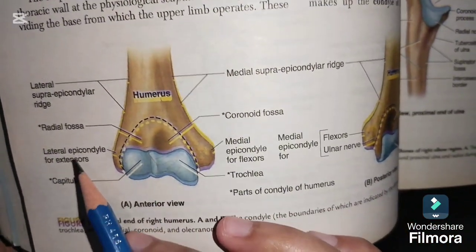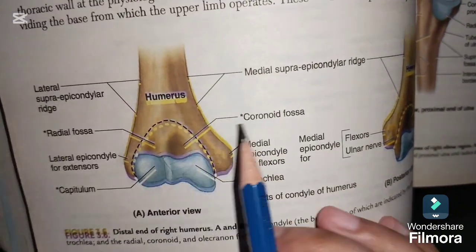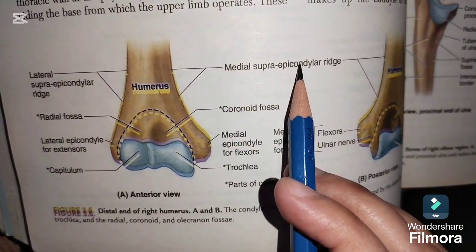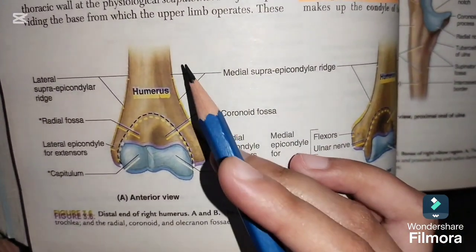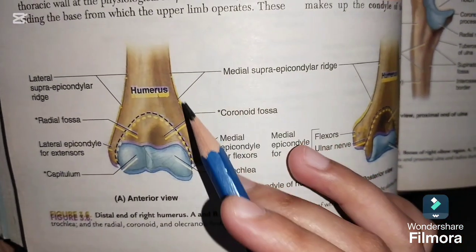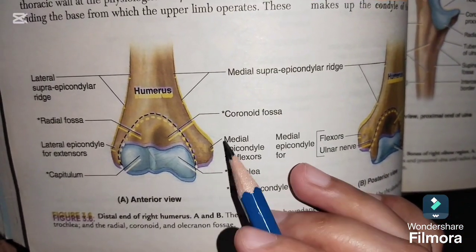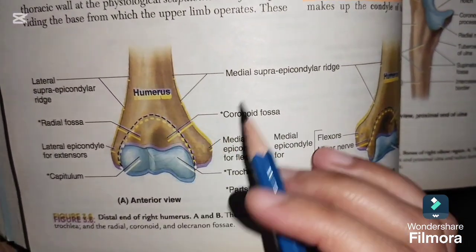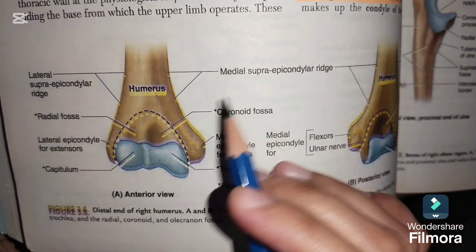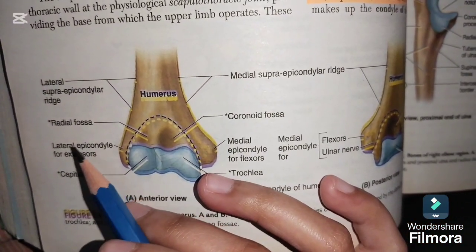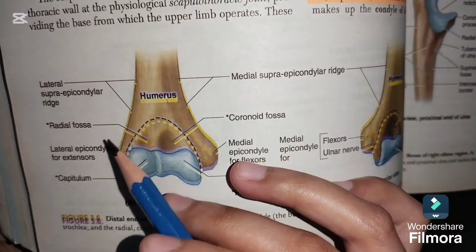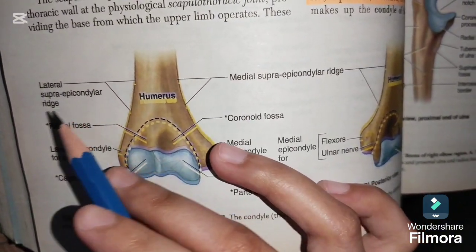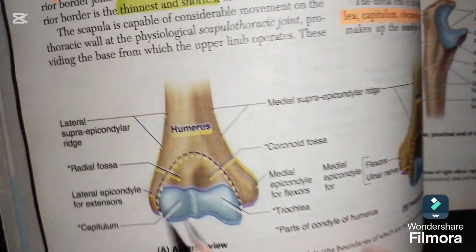Alright, then above the epicondyles, we have got the supraepicondyles, and since this gives us a ridge-like appearance, above the medial epicondyle, we have got the medial supraepicondylar ridge, and above the lateral epicondyle we have got the lateral supraepicondylar ridge.